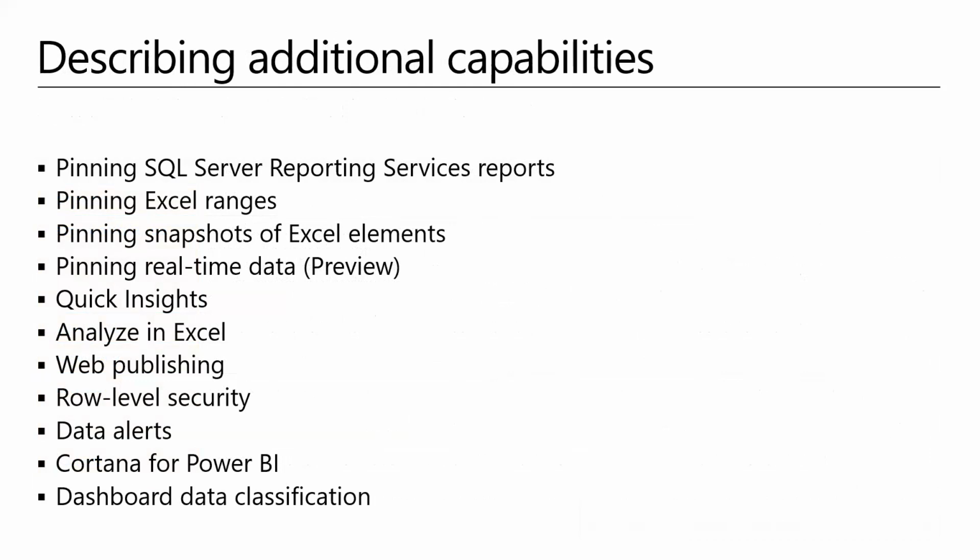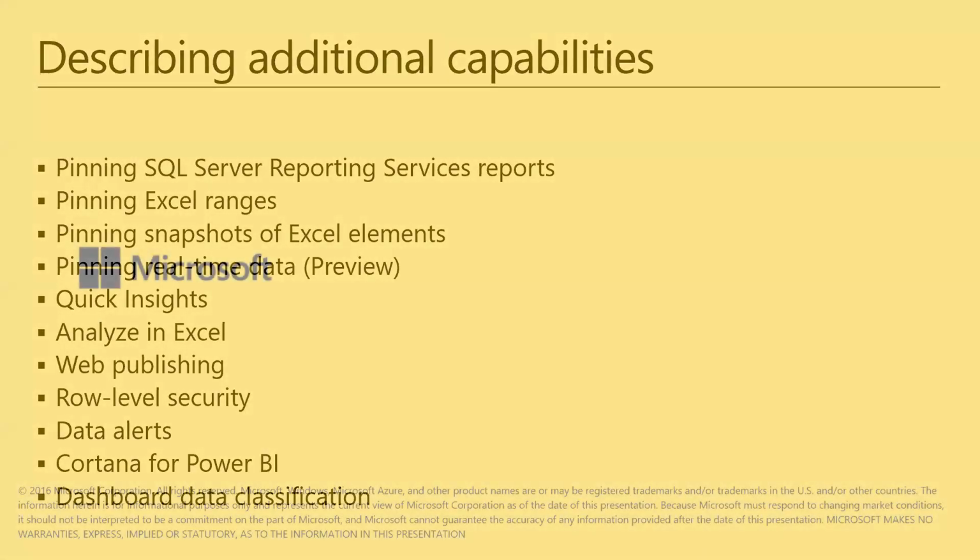So you can have SSRS reports inside Power BI. You can have Excel ranges. You can have Excel elements. There's something called Analyze in Excel. Row level security, data alerts, Cortana for Power BI. You know Cortana, right? Cortana is software from Microsoft, like Siri for Apple. So that actually works for Power BI, kind of a bot, a chatbot. So you have dashboards, etc.